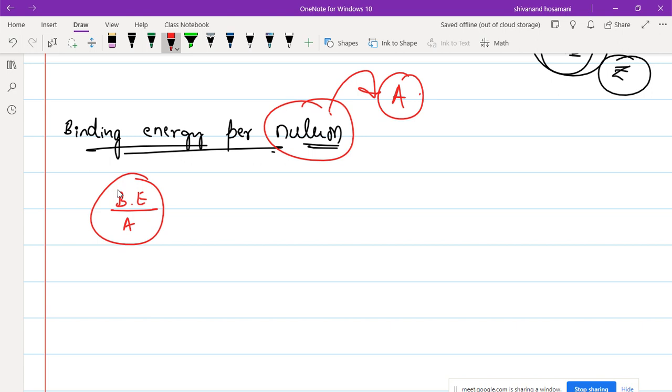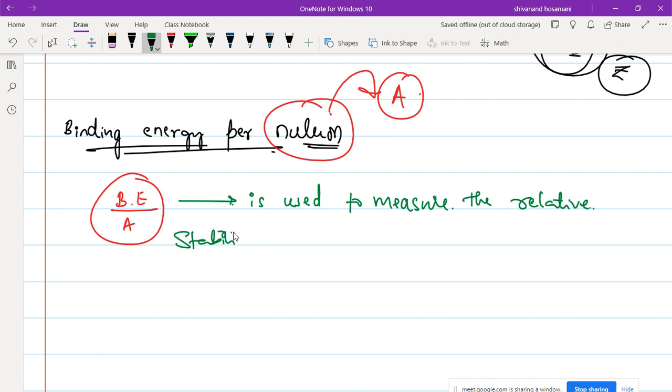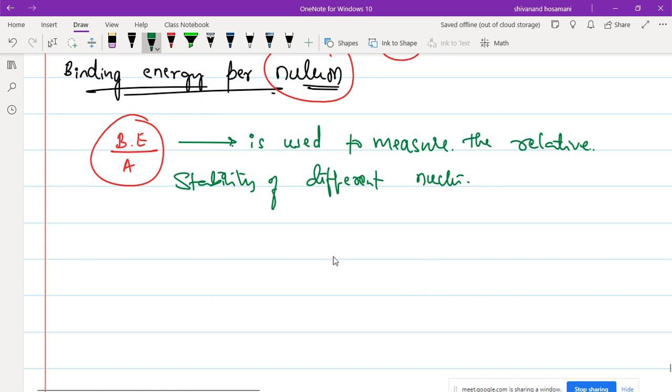It is used to measure the relative stability of different nuclei. Remember, binding energy per nucleon is used to measure the relative stability of different nuclei. So the more the binding energy per nucleon, the more will be the stability. Remember this point. If more is the binding energy per nucleon, more will be the stability.